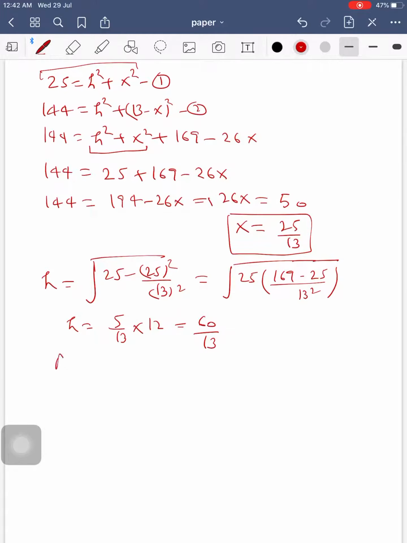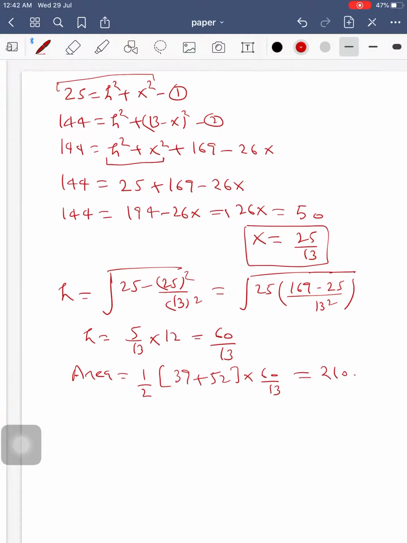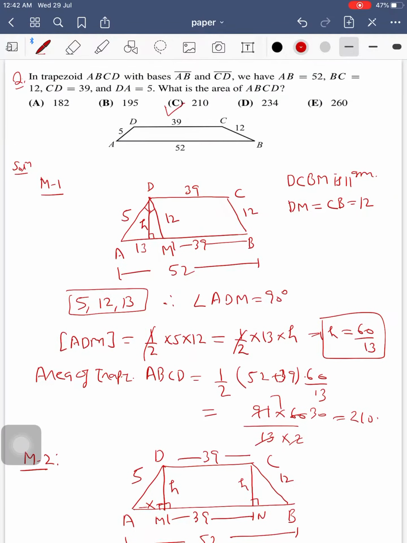H is 12 over 13 by 3... h is 60 over 13. Therefore we can find the area by the same approach: 1 by 2 into the sum of parallel sides, that is 39 plus 52, into the distance between parallel sides, that is 60 over 13, and the answer comes out to be 210. This is the second approach of solving the same problem.